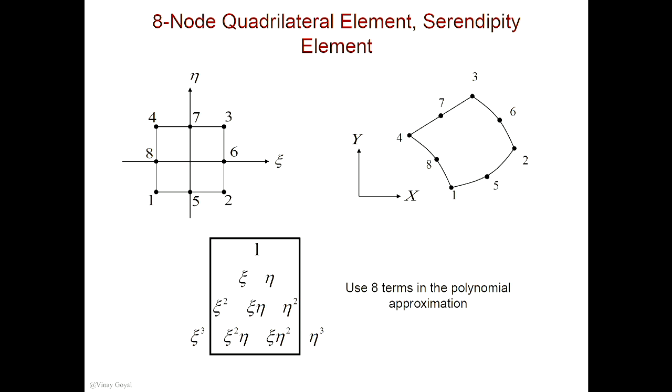I can take any quadrilateral that has a shape, curved edges. It'll go down to the square, very nicely behaved, -1 to 1, -1 to 1. How many terms do I have? How many unknown coefficients? Eight. 1, 2, 3, 8. Okay.